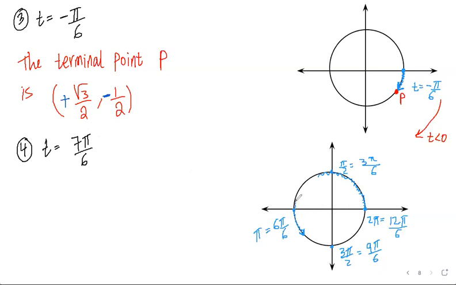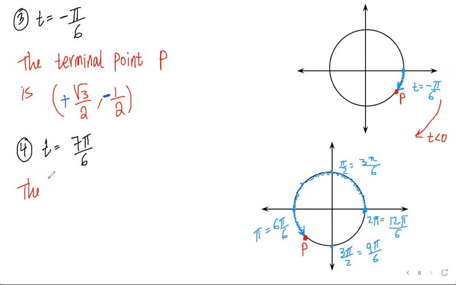And we're moving from the first point, my starting point, around the unit circle, and I stop up to this point. This is my unit circle. This point here is my terminal point P.